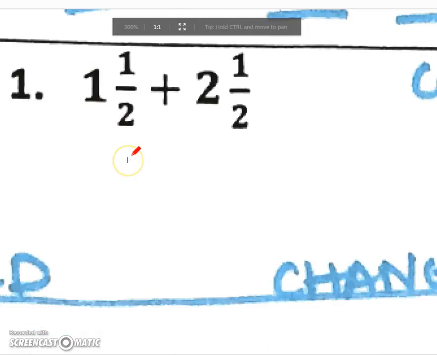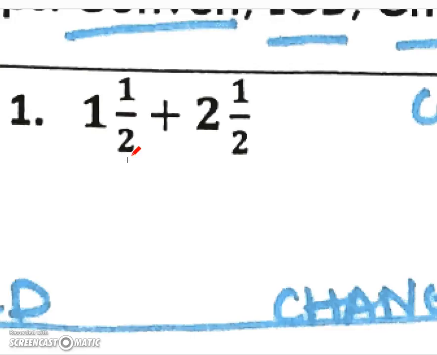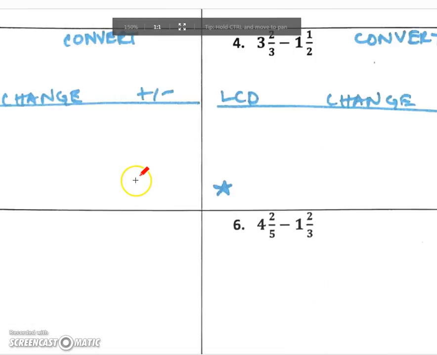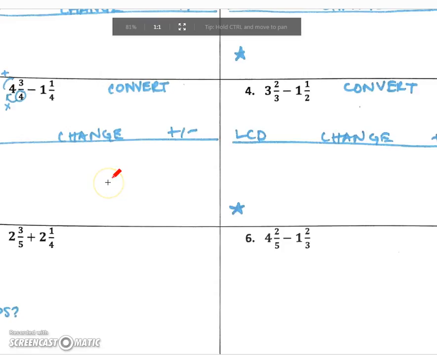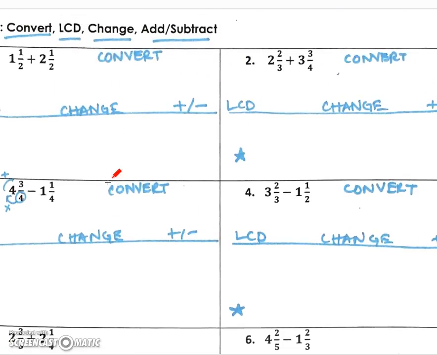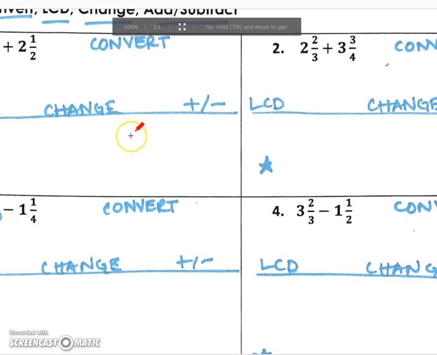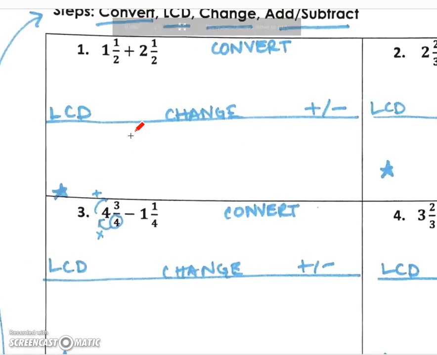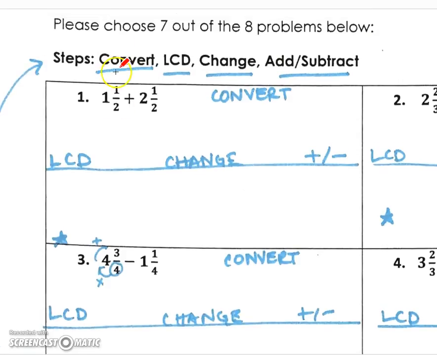Zoom in nice and close. The first step that I see that I have to do is convert. To convert a mixed number into an improper fraction, I do this thing that Miss Rao likes to call around the world. And basically that means I'm going to start with my denominator down here.